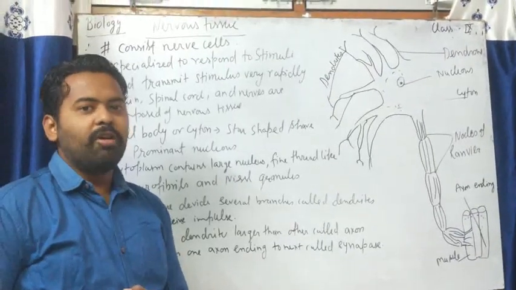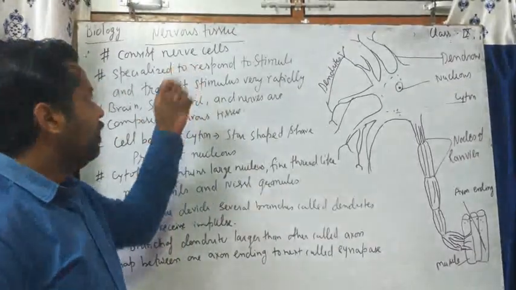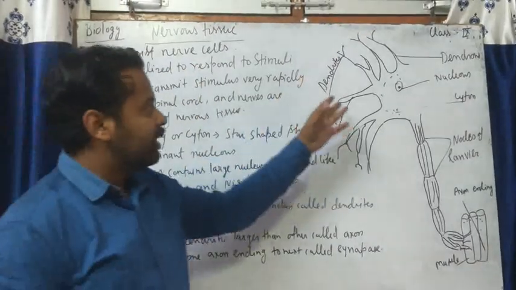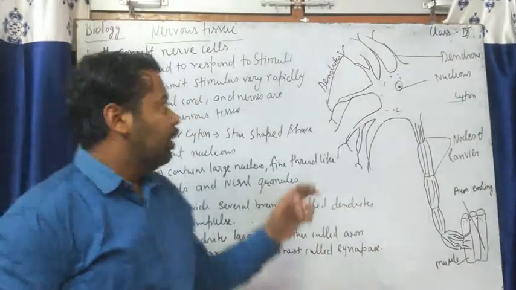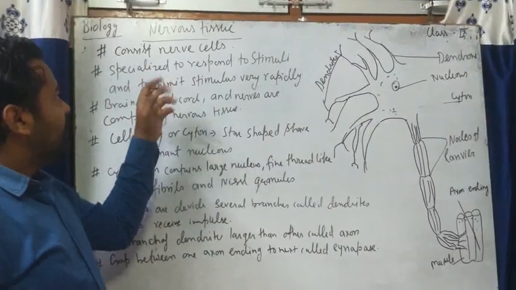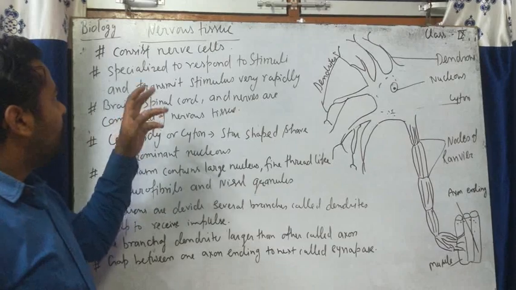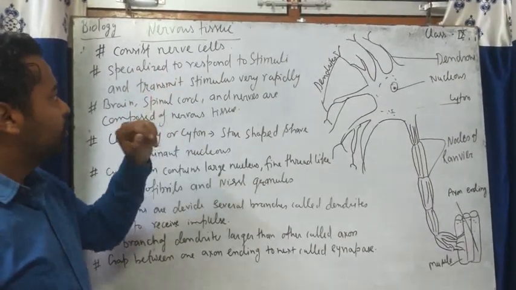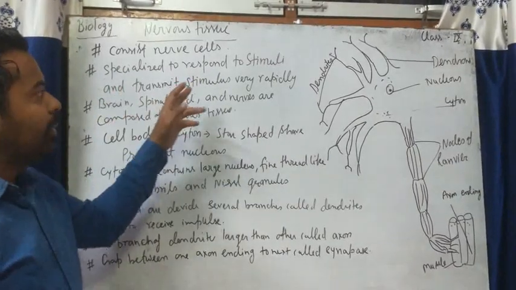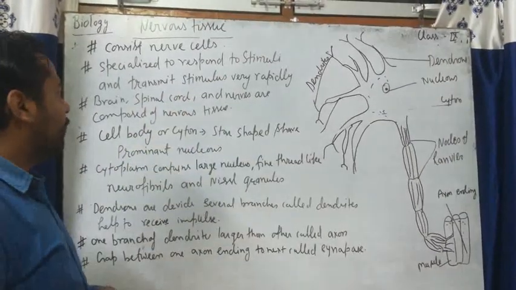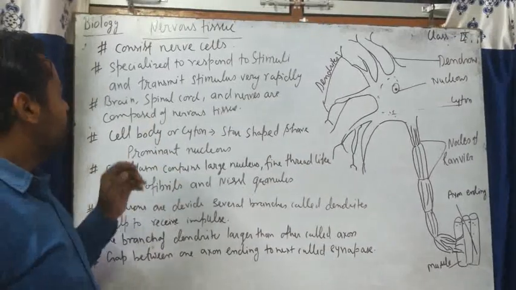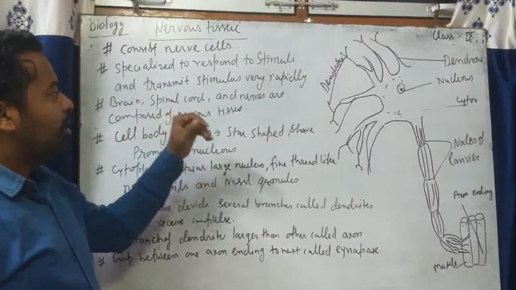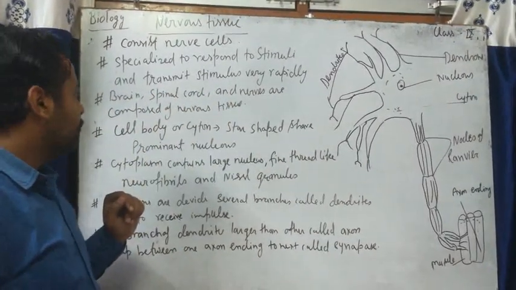The last topic of chapter 2 is nervous tissue. Here you can see the structure of a nerve cell. It is specialized to respond to stimulus and transmit stimulus very rapidly. Our nervous tissue consists of the brain, spinal cord and nerve cells.